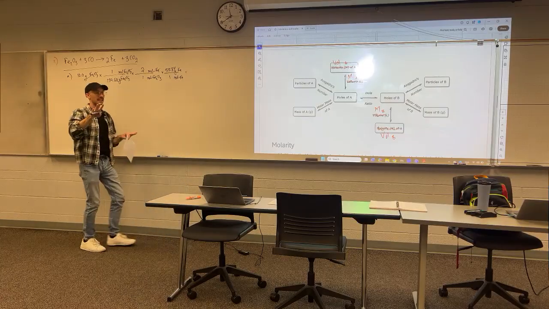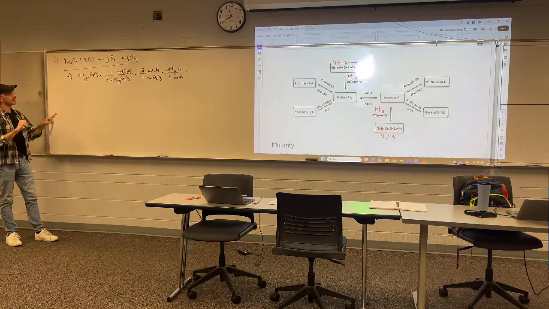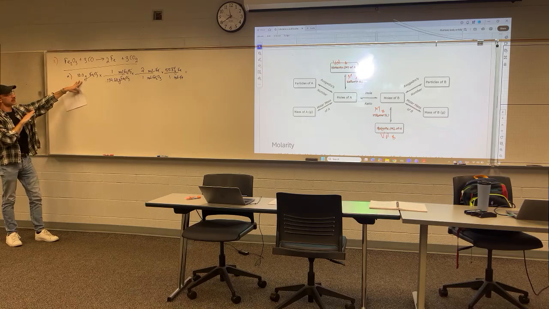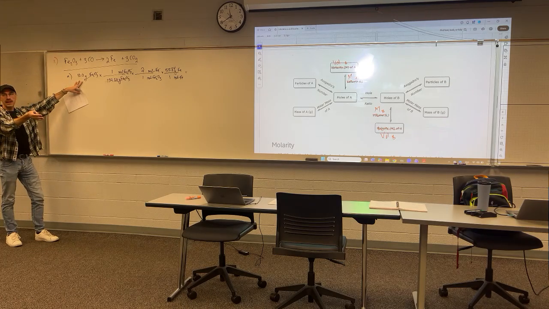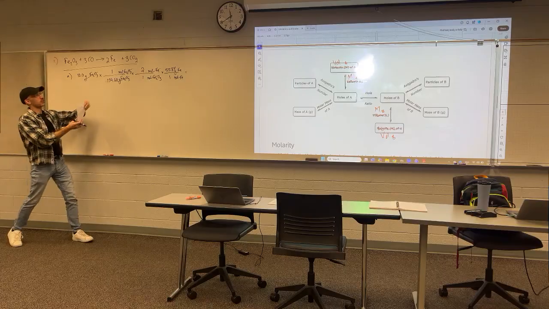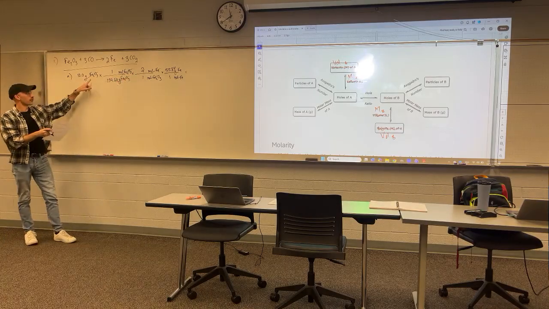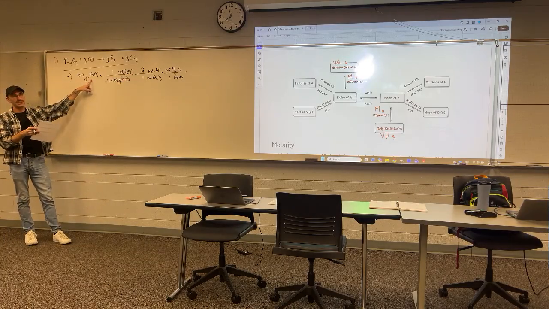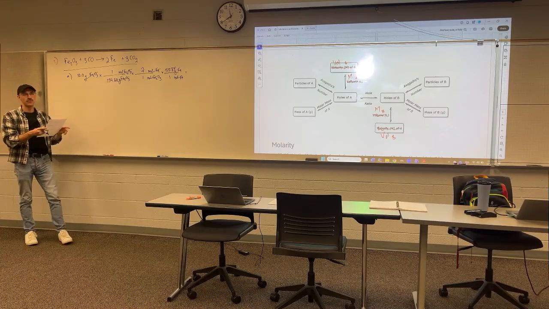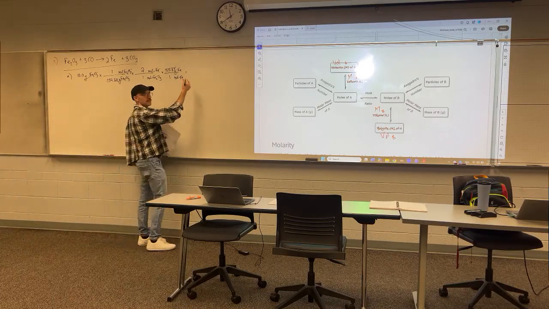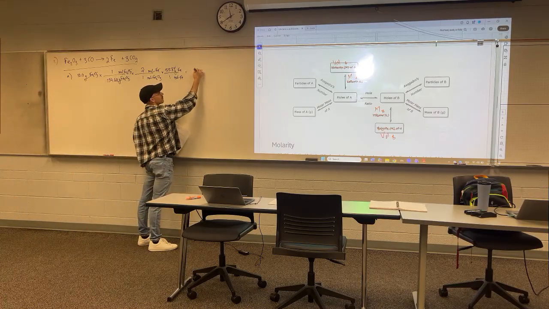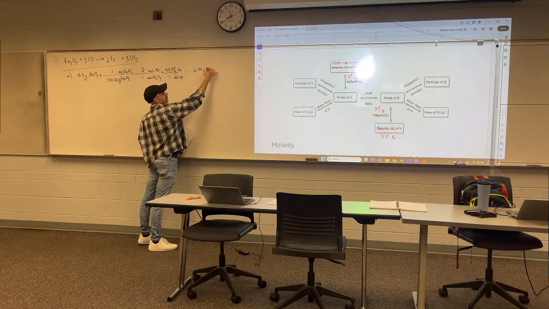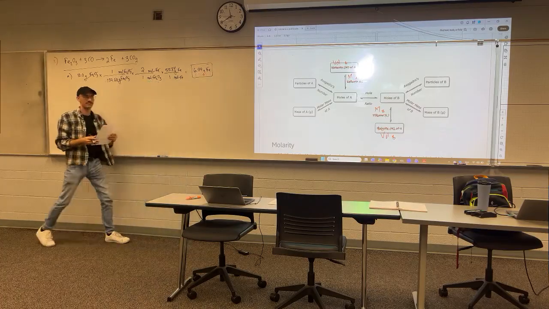Well, actually, let's ask this first. Do we think that the 10 grams of iron 3 oxide will result in a mass that is heavier than 10 grams of iron or a mass that is less than 10 grams of iron? I should make twice as many moles of iron, but also iron weighs way less than iron 3 oxide. So what'd you get? 6.99 grams of iron. Good.